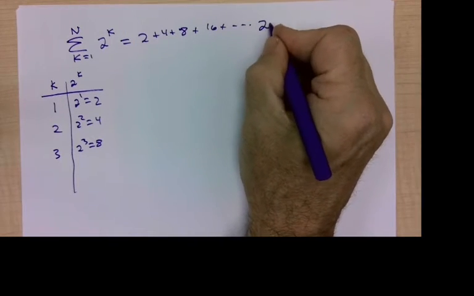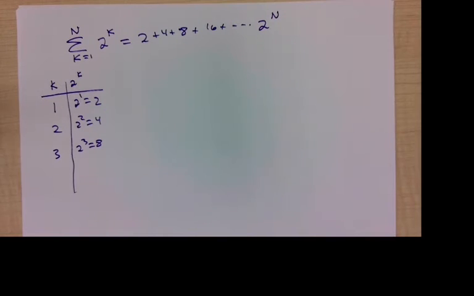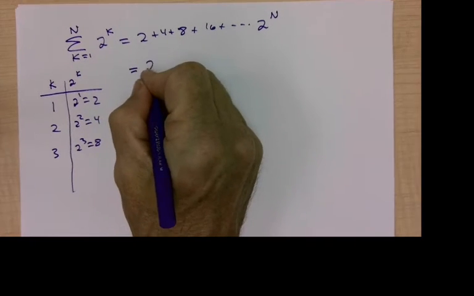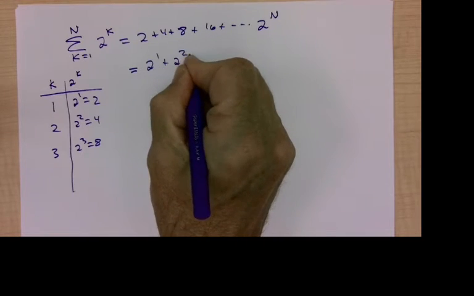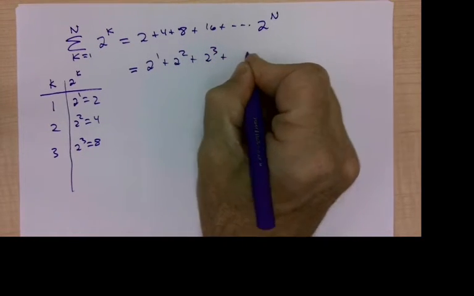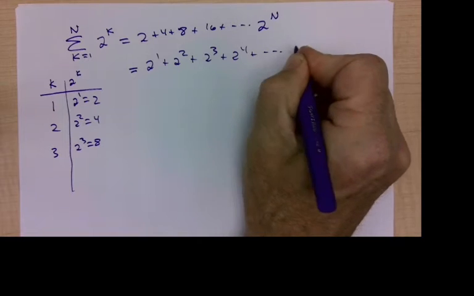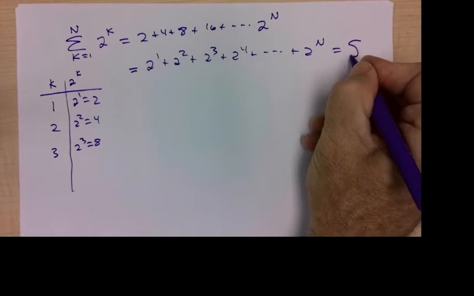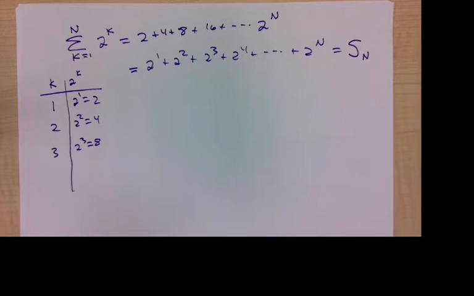When does it end? It ends at 2 to the n, or maybe you would feel better writing it as 2 to the first plus 2 to the second plus 2 to the third plus 2 to the fourth plus ... plus 2 to the n. That is the sum, I like to use an S, of the first n terms of that series. That's one for us to look at.